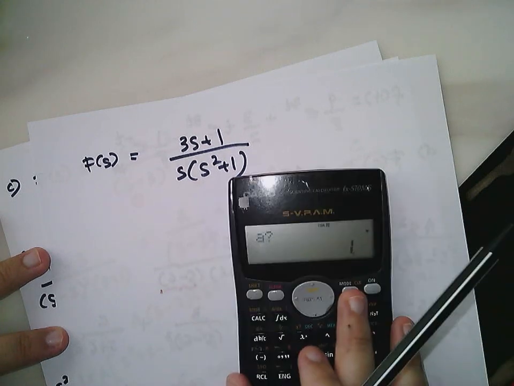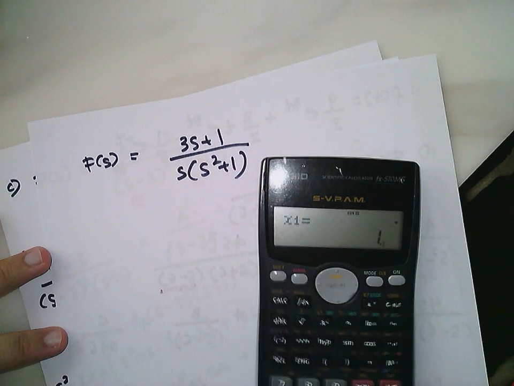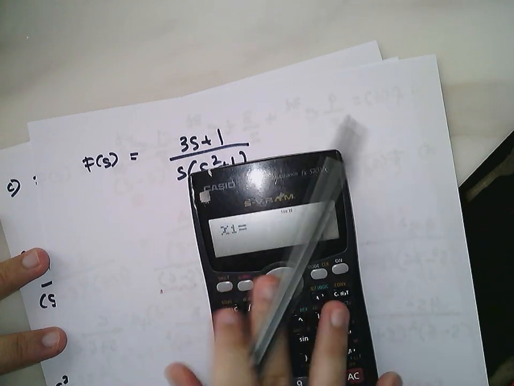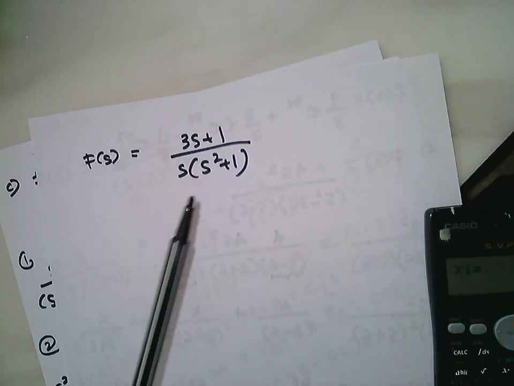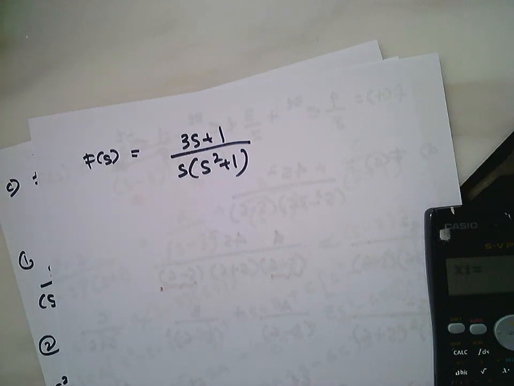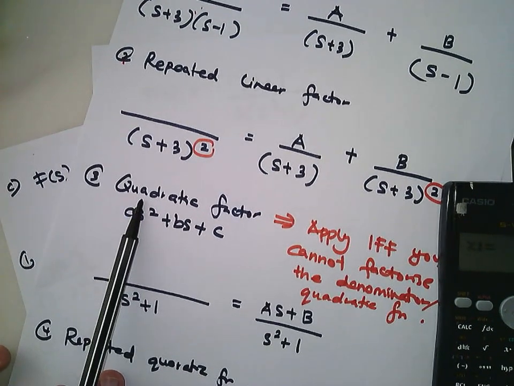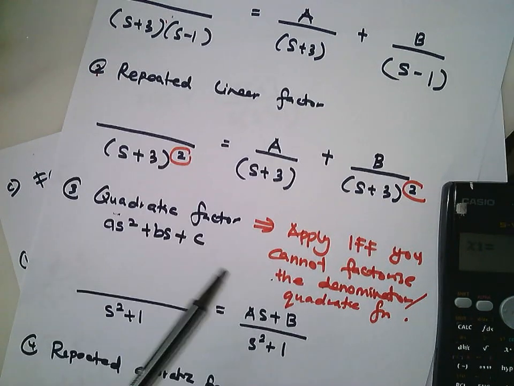If you're using the calculator here, your s squared coefficient a is equal to 1, your b is equal to 0, and your c is equal to 1. As you can see here, you end up with a complex root, so you know this one cannot be factorized. If you cannot factorize the function, remember you have to use the third one, which is the quadratic factor, because you cannot factorize the quadratic function in the denominator.